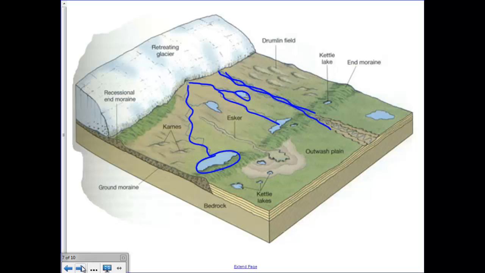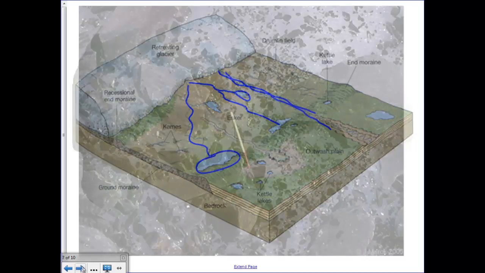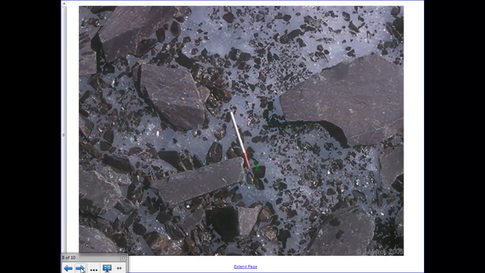The streams have an ability to sort material into various sizes. You can see a little pen here for reference. Again, this is a modern glacier. And the particle sizes differ. Small particle sizes, small as silt, all the way up to giant boulders.